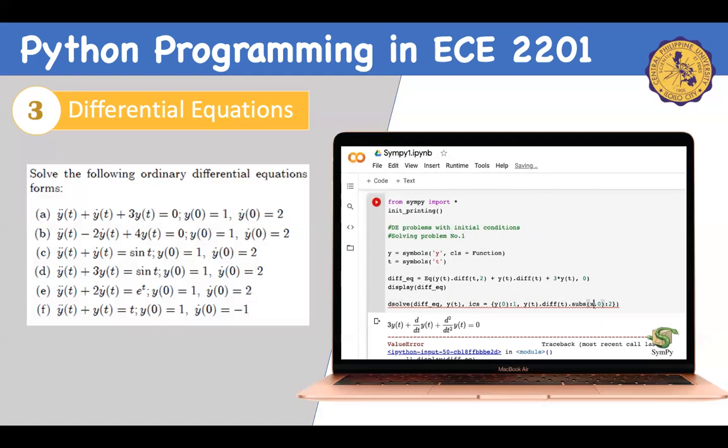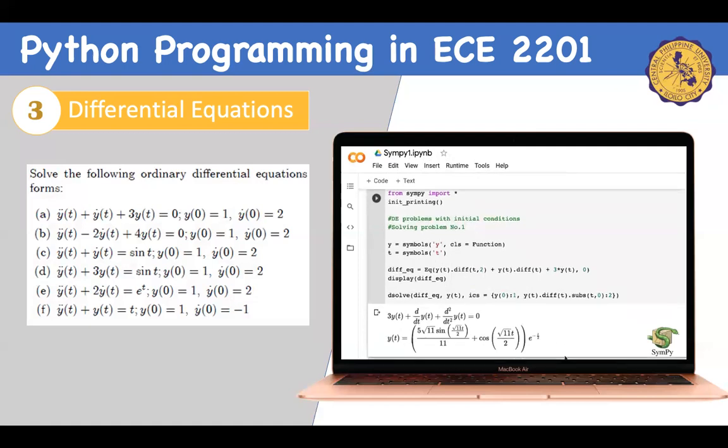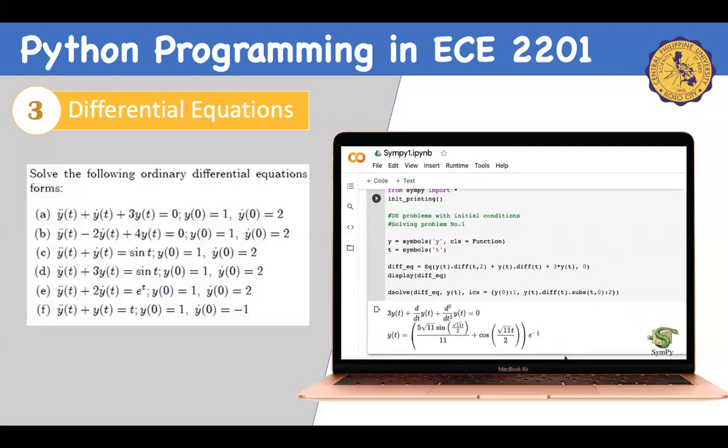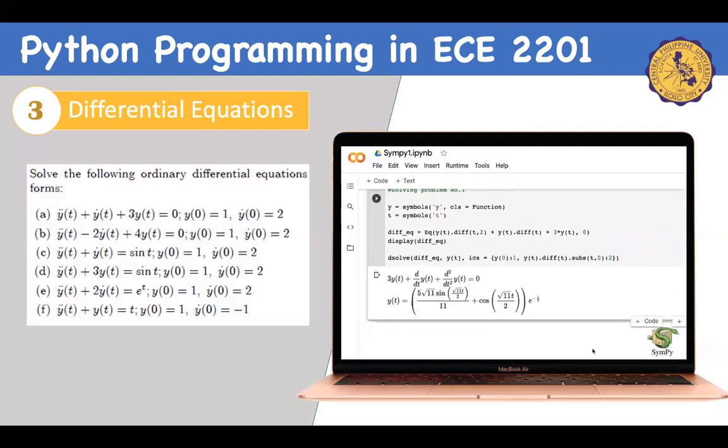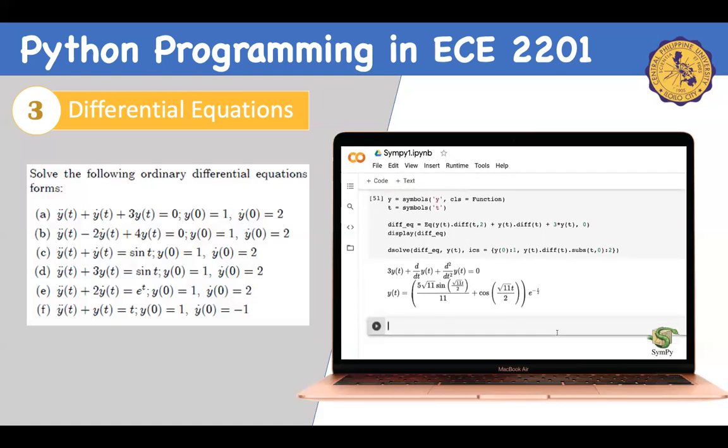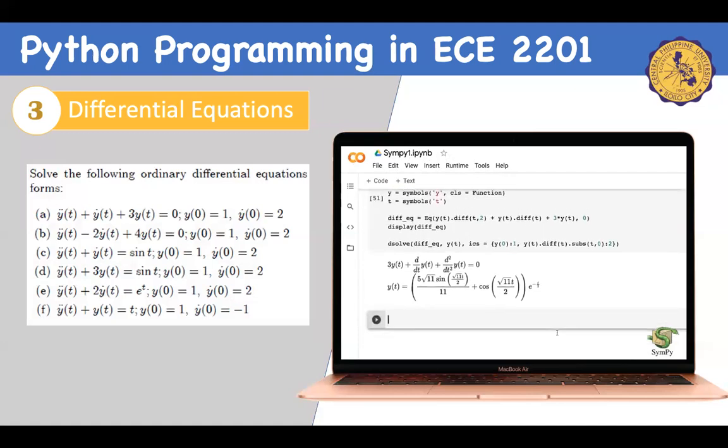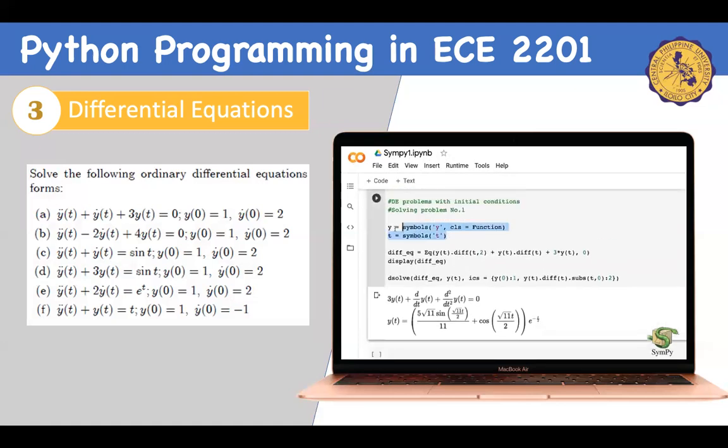By the way, what is wrong? Okay, x. Oh, I forgot to substitute. So t. Now that is the value of the differential equation, without a constant, of course, because we substituted the initial condition. We included the initial condition. Now let's try the second problem.